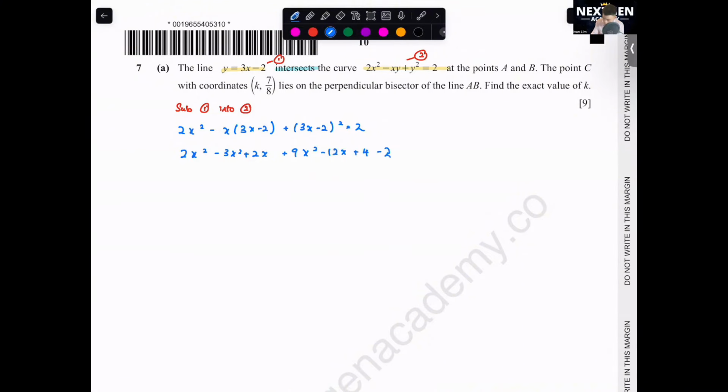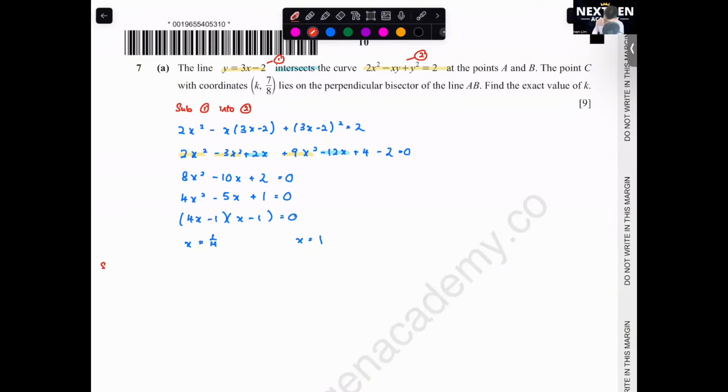Okay, bring the 2 to the left-hand side. Minus 2 equals 0. Gather all the same terms together, where we got x squared minus 3x squared plus 9x squared, 2x minus 12x. Then the last term, 8x squared minus 10x plus 2 equals 0. Divide everything by 2. 4x squared minus 5x plus 1 equals 0. Factorize this. We'll get 4x minus 1, x minus 1 equals 0. x equals 1 over 4. x equals 1.